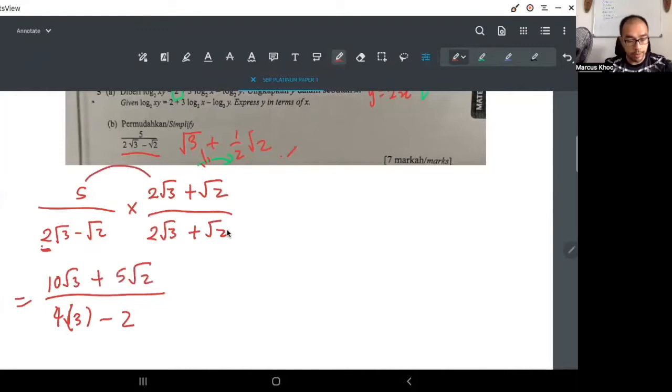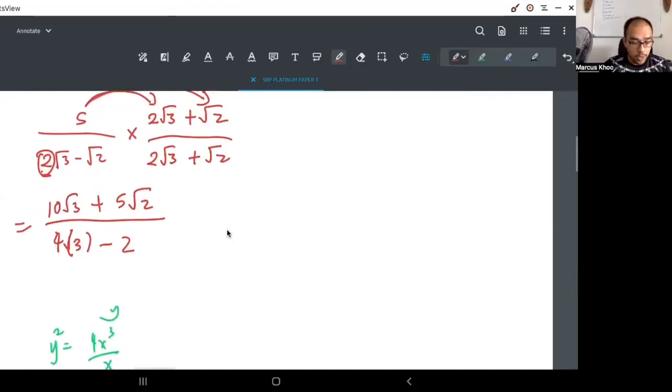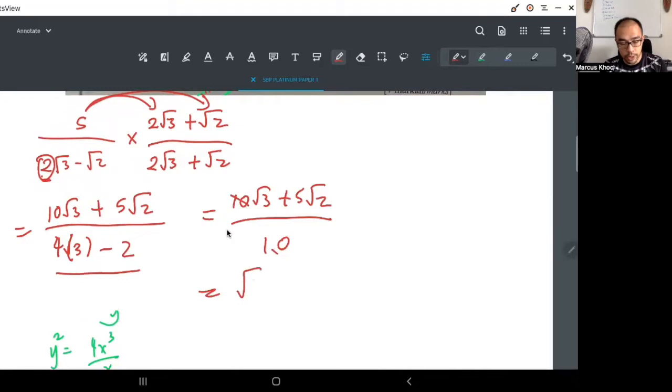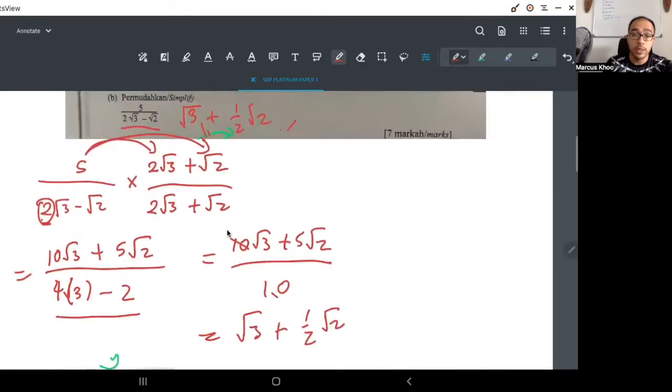Okay, when we multiply this and multiply this. Sorry, I forgot. This 2 you will have to conjugate also. Okay, so 2 times 2 will be 4. Root 3 times root 3 will be 3. So 4 times 3 will be 12. Okay, so what we will get here is 12 minus 2 is 10. Okay, so this will be 10 root 3 plus 5 root 2. So we can split it up. 10 and 10 will be 1. So root 3 plus half root 2. Okay, which is the final answer.